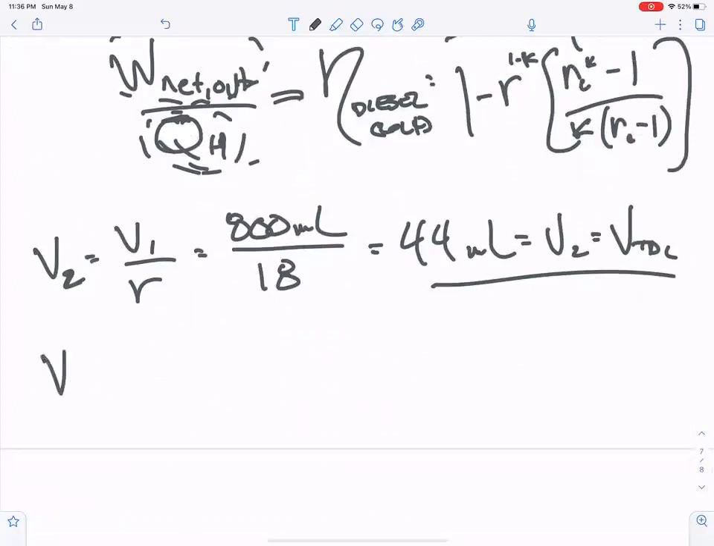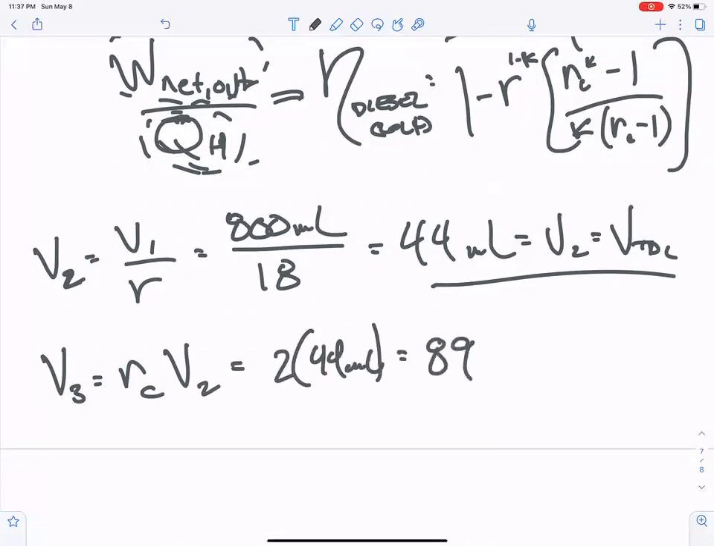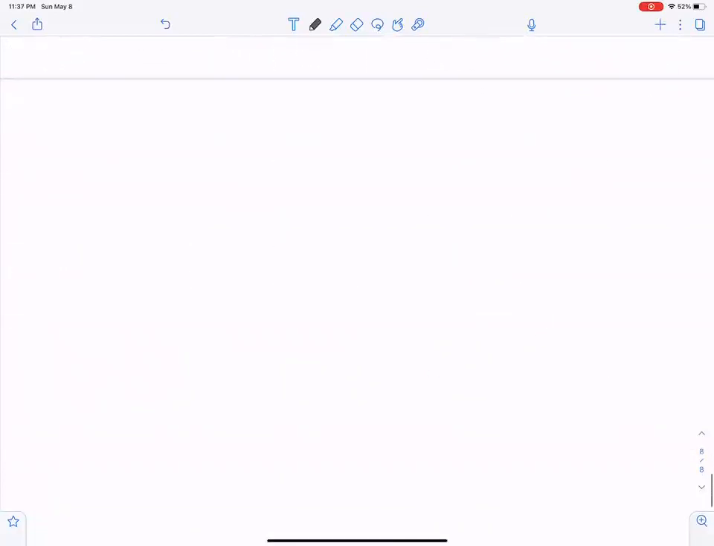Then just by using the cutoff ratio, its cutoff ratio connects to V2, which we just found. So this would be, and this is a rounding error. I said 44 here, but this 49 comes in because of the rounding that I didn't show previously. So that's V3. Okay, so those are easy. Those are just from the cutoff ratio and compression ratio.